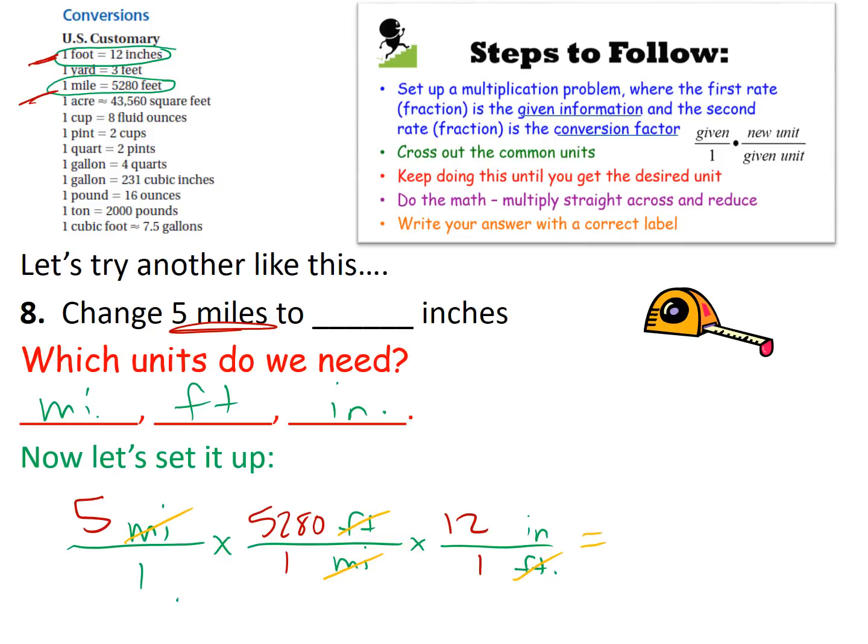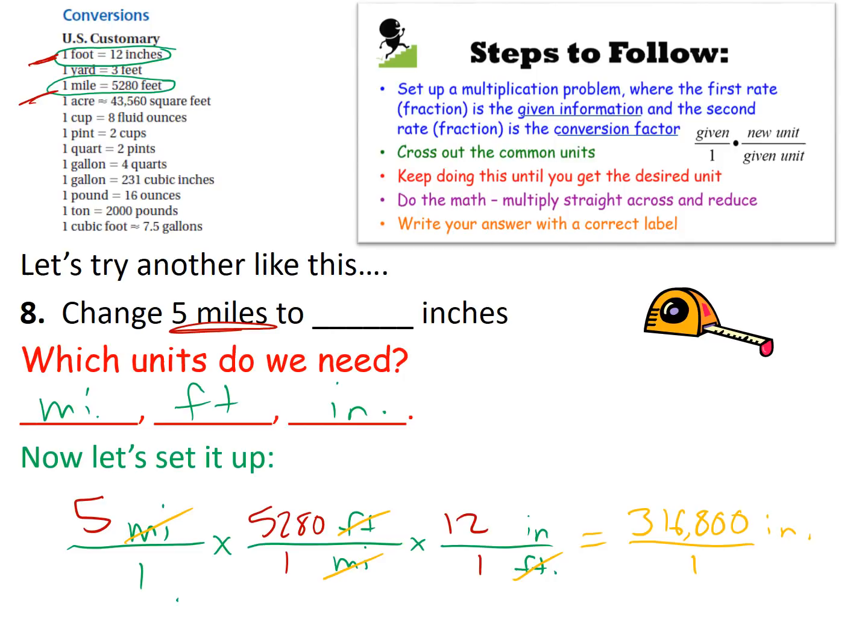Now here's where you're going to pull out your calculator, because 5 times 5,280, I'm not going to make you do that on the side. So you plug all those 3 numbers into your calculator, 5 times 5,280 times 12, and we should get 316,800. So that's 316,800 over 1 inches, because 1 times 1 times 1 is 1.